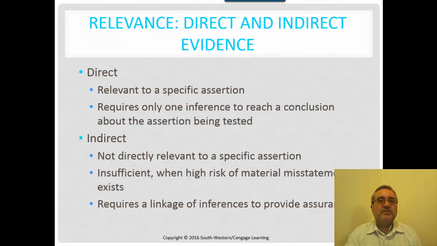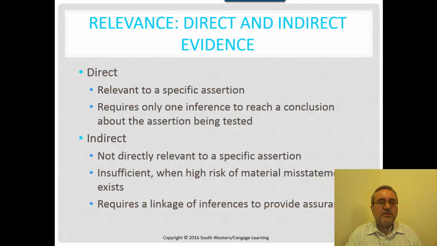When we think about evidence and the relevance of evidence, we need to consider that evidence is direct. Direct is specifically related to an assertion. We gave a couple of examples of this as we were considering occurrence and completeness, but there is also indirect evidence. Indirect evidence is not necessarily directly related to a specific assertion. It certainly is going to be insufficient when there's a high risk of material misstatement, but it does require a linkage or inference to provide assurances.